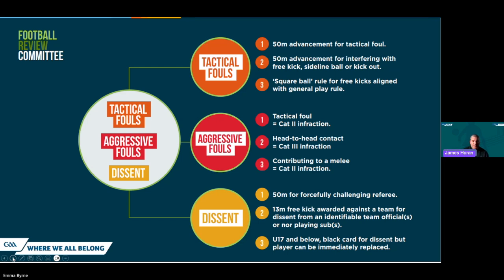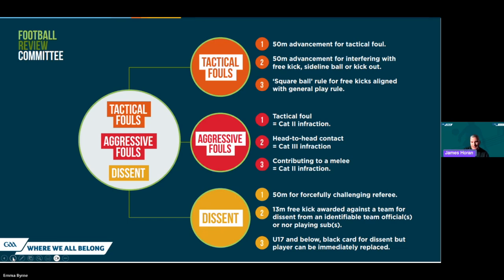Under the category of dissent, we're going to look at tactical fouls, aggressive fouls, and dissent itself. Under tactical fouls, there's the 50-meter advancement, and I know that's brought a lot of discussion. There's also the 50-meter for interfering with the free kick, sideline, and kick out. The square ball rule, we'll touch on that as well. And under aggressive fouls, there's been some clarification and changes: a tactical foul, category 2 infraction; the head-to-head contact, which will be a category 3 infraction; and contributing to a melee, so the third man in, which has changed to a category 2 infraction from 3.